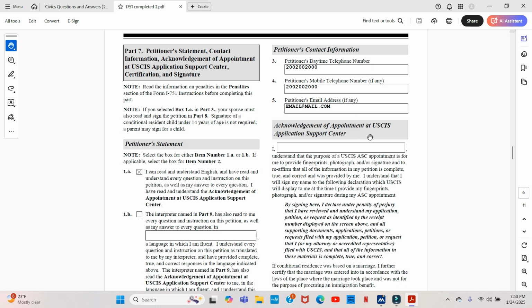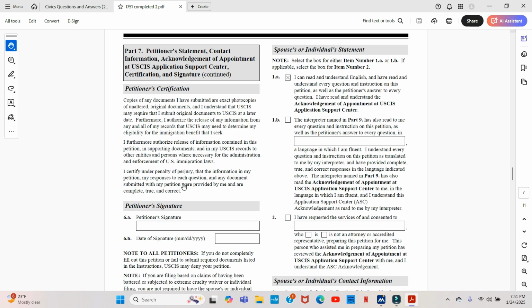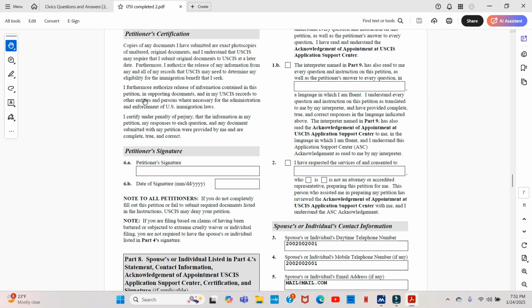Acknowledgement of appointment at USCIS Application Support Center. The applicant's name goes in this box. So after printing the form, write your name in with a black ink pen. You are also required to sign the petitioner's signature and date the document the same time you sign. Read the information, all the information in your own time.